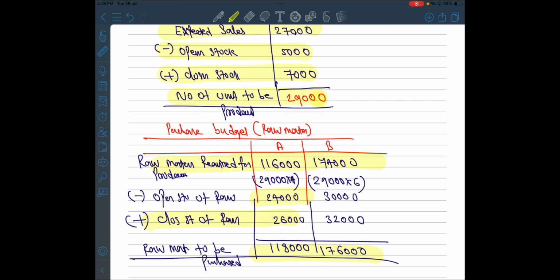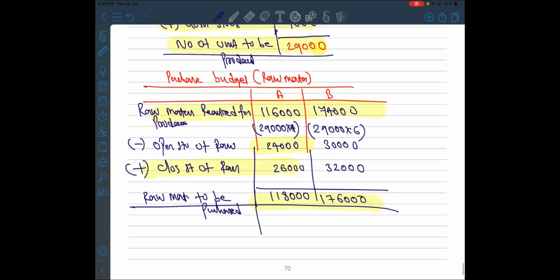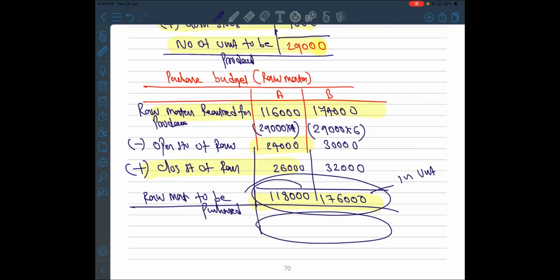If the question gives any price of raw material A and B, is any price of A and B given? No. If they give, we have to multiply with that to calculate the value. Actually here we calculated this in units. So if the question gives the rupees per unit, we had better also calculate it in value, okay, or rupees also. That's all.